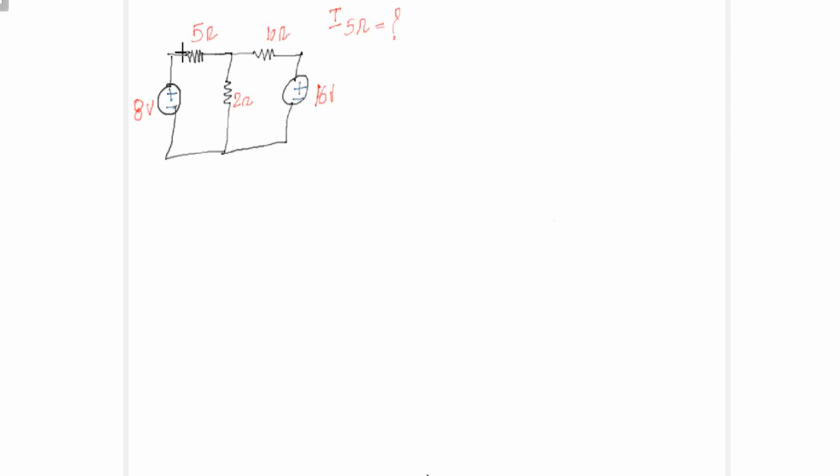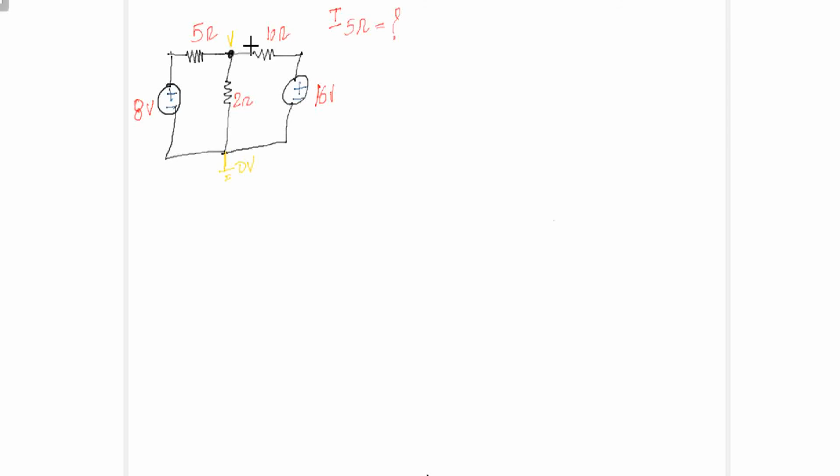Now, is it clear? How many nodes are there? Totally 4 nodes are there: the first node, second node, third node and fourth node. But among these 4 nodes, only 2 are essential nodes. This is your non-reference node. Let us consider the voltage at this point is V, and this is your reference node. The voltage at this point is 0 volts.